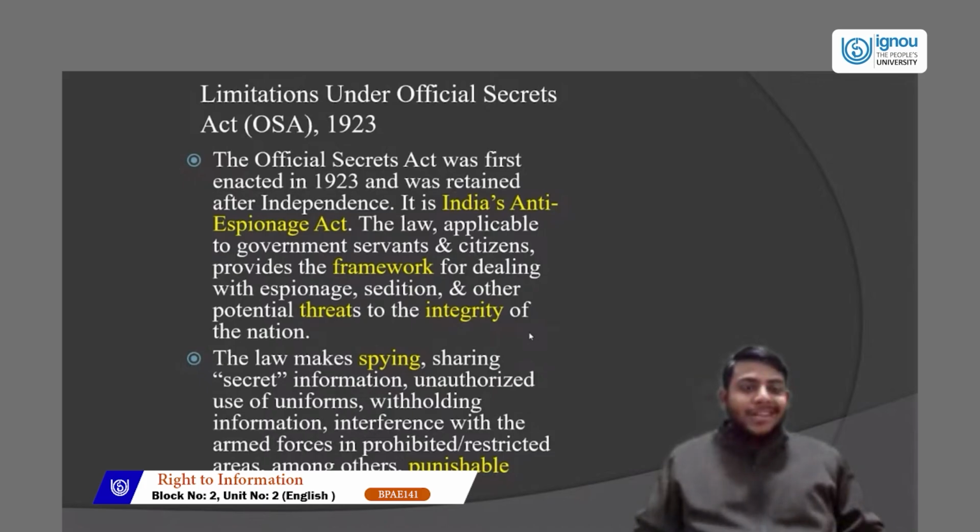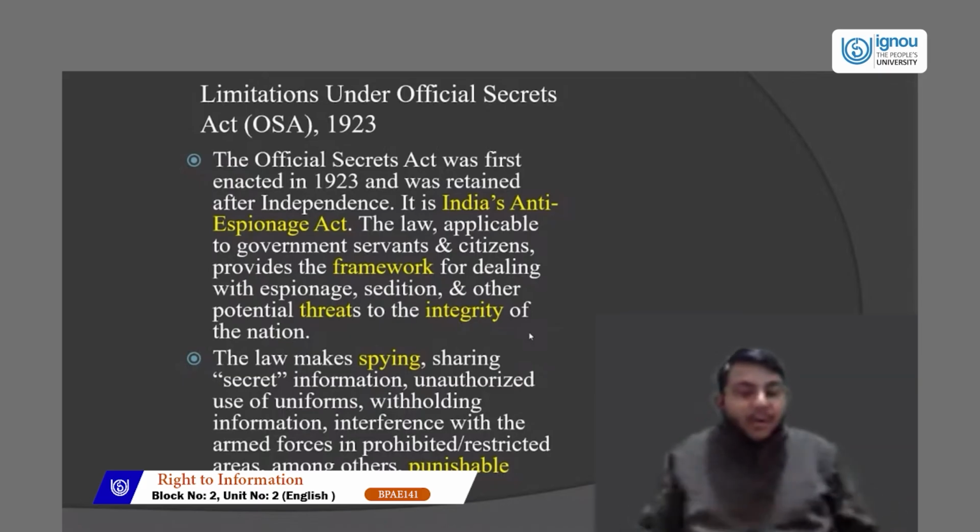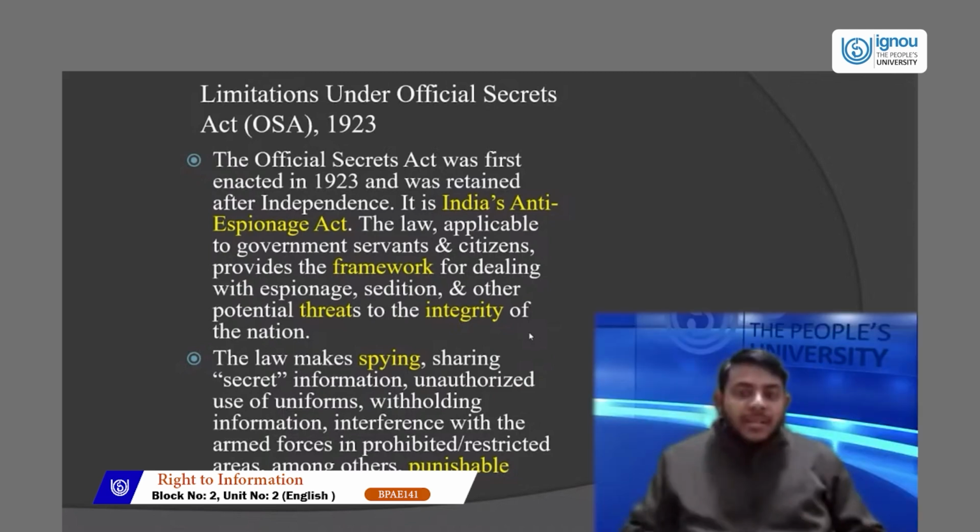This law, the Official Secrets Act of 1923, makes spying, sharing secret information, unauthorized use of uniforms, withholding information, or interference with the armed forces in prohibited areas, among others, punishable offences.